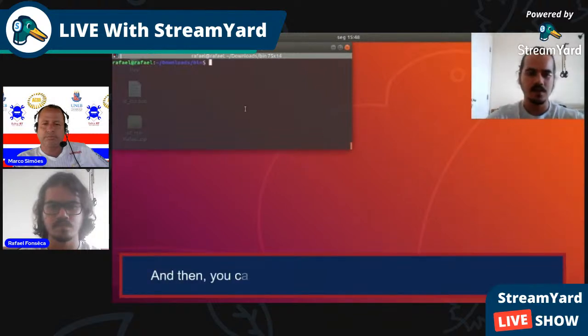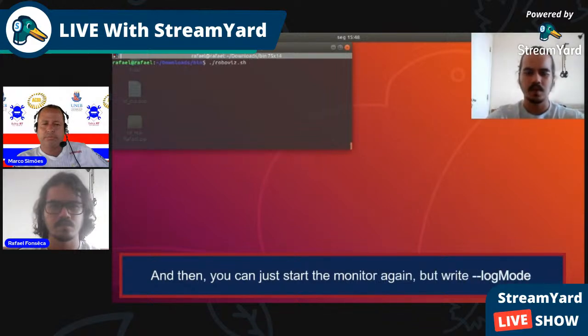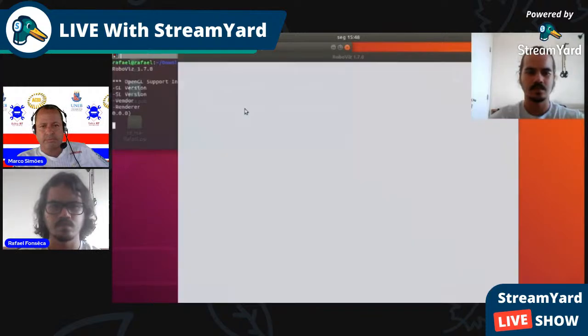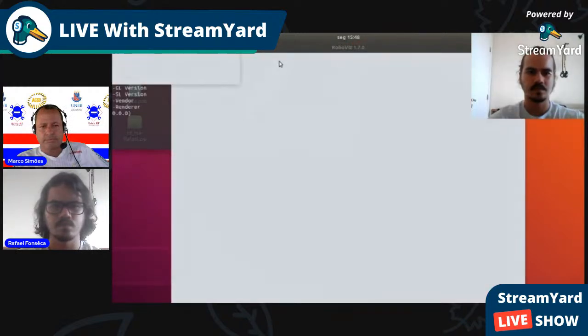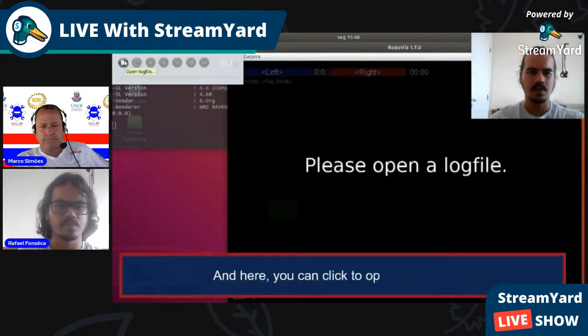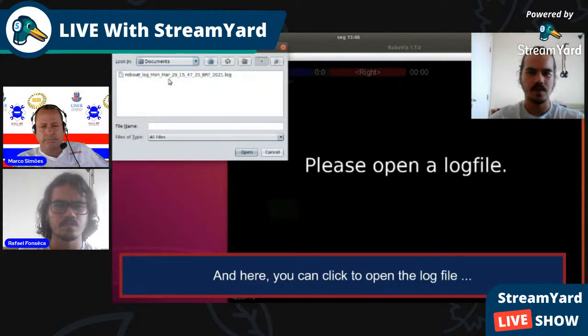And then you can just start the monitor again, but write --log-mode. In here, you can click to open the log file.